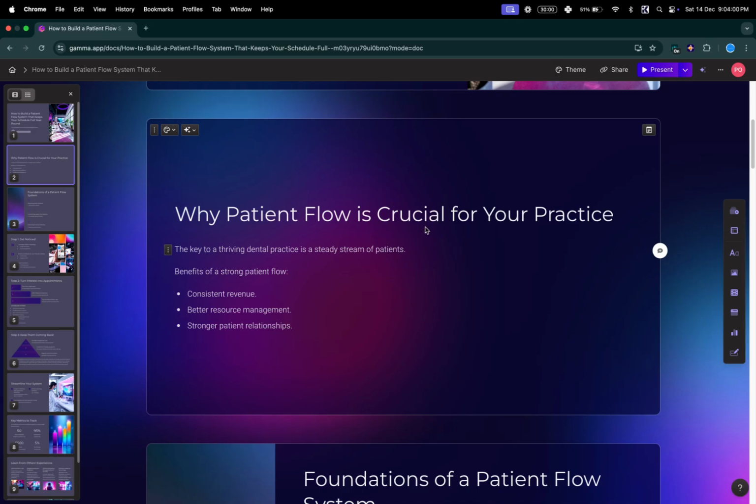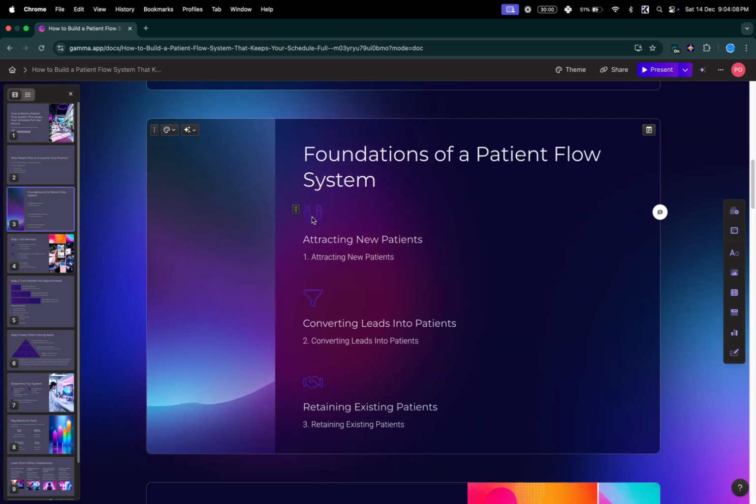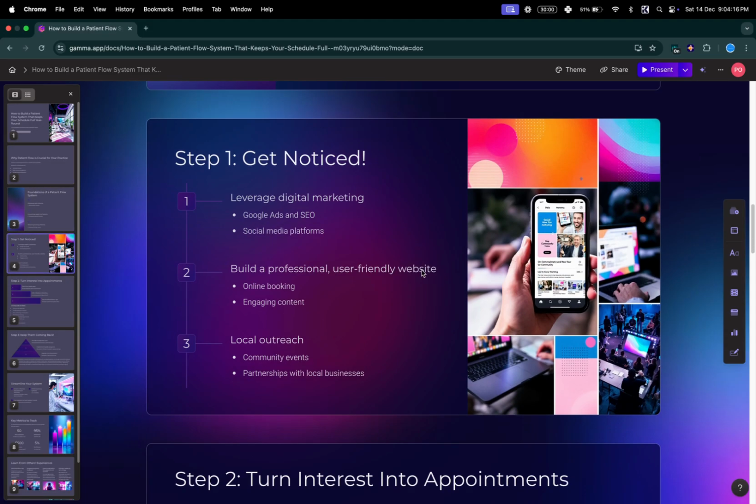So every effective patient flow system has three core components. First is patient acquisition, second is patient retention, and third is scheduling optimization. So we'll break each of these down step by step. Now, step one is patient acquisition. So how do you bring in patients consistently?